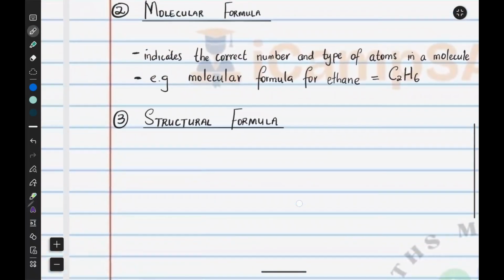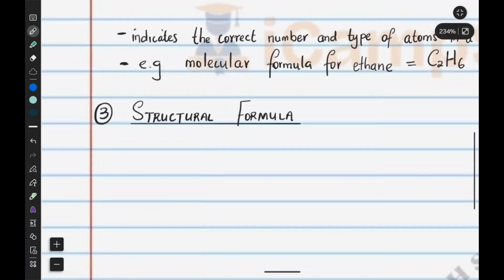So a single line here will represent that we had one shared electron pair, and it also means that it's a single bond. Double lines represent double bonds, triple lines, triple bonds. That's the last bond order that we have, triple bonds. All right, so that's how structural formula works. I'll also show you some examples.